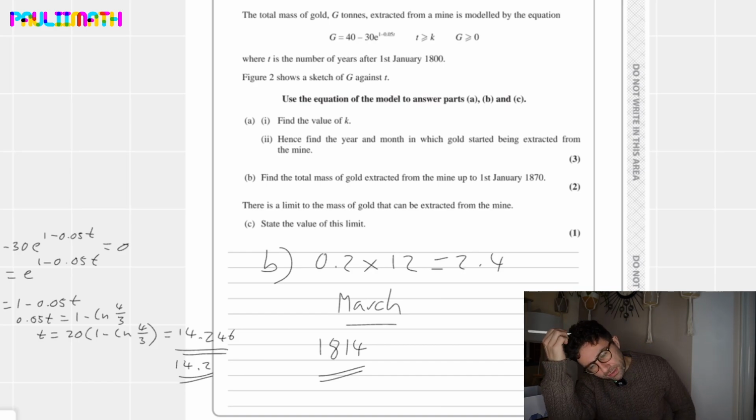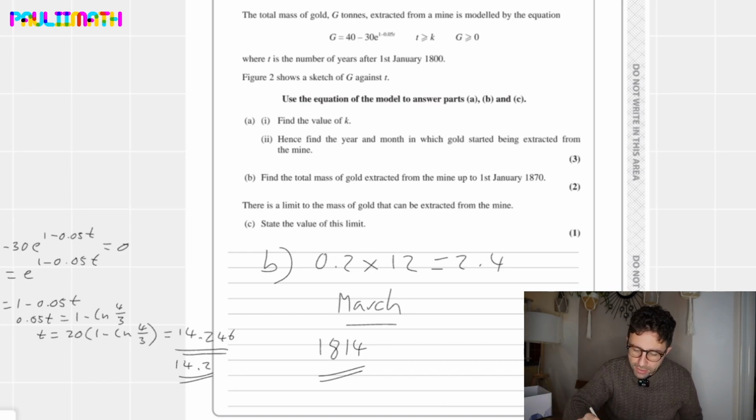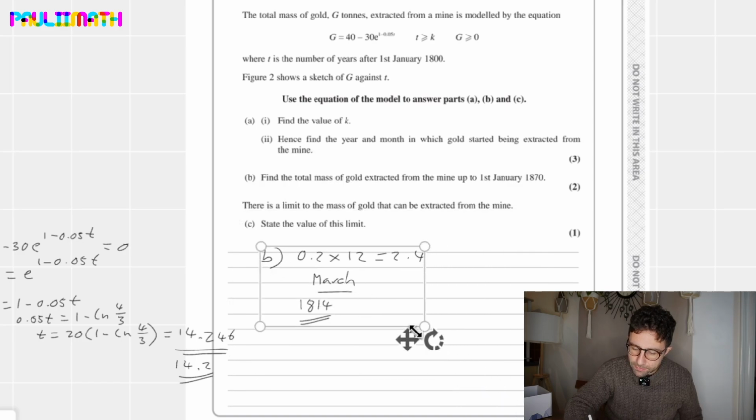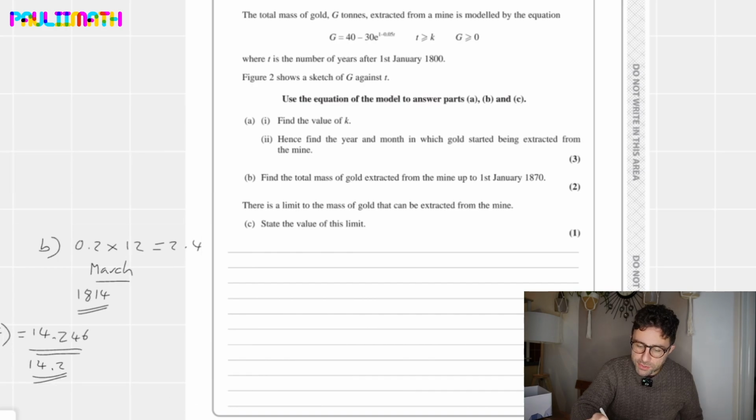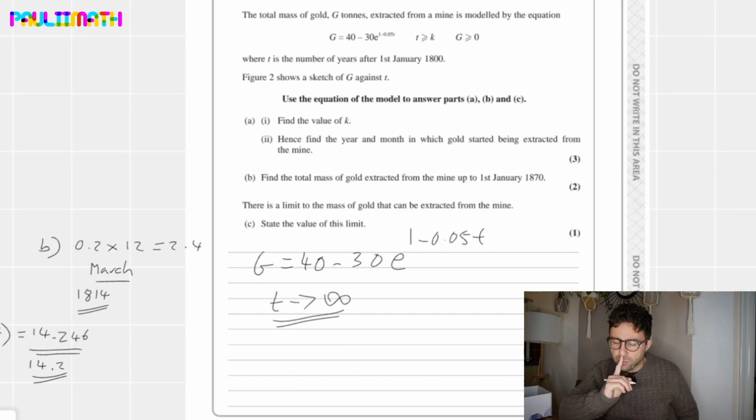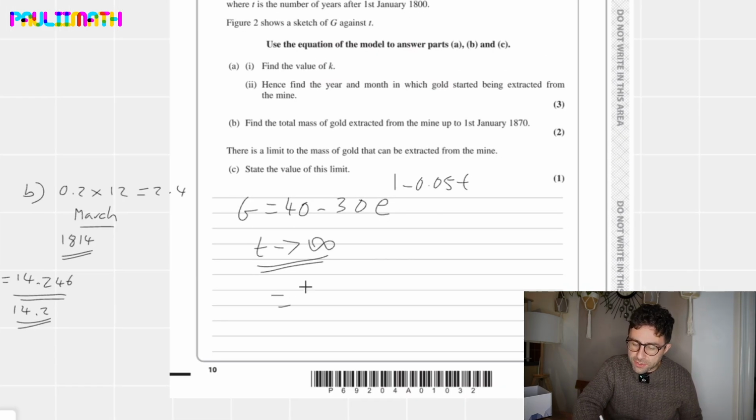State the value of the limit of the mass of gold that can be extracted. Oh yeah, that's a cool little question. Good one to know about the sort of limiting properties. Let me write out the thing again. It is G equals 40 minus 30 times e to the 1 minus 0.05t. So really what you're looking at is the value of this thing as t goes to infinity. That 40 is not going to change, so the question is what's happening to this expression.